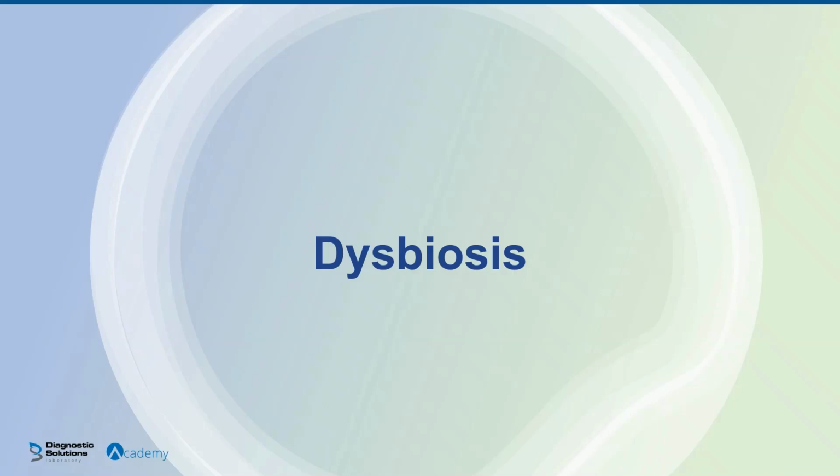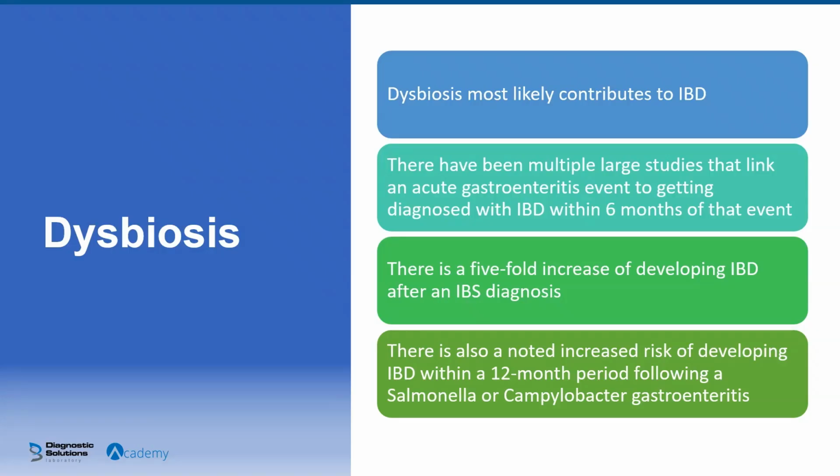Dysbiosis is another thing that definitely goes wrong with the inflammatory bowel disease patient. Dysbiosis most likely contributes to inflammatory bowel disease. There are multiple large studies that link acute gastroenteritis with patients getting a significant uptick in diagnosis of inflammatory bowel disease within 6 months of the event.